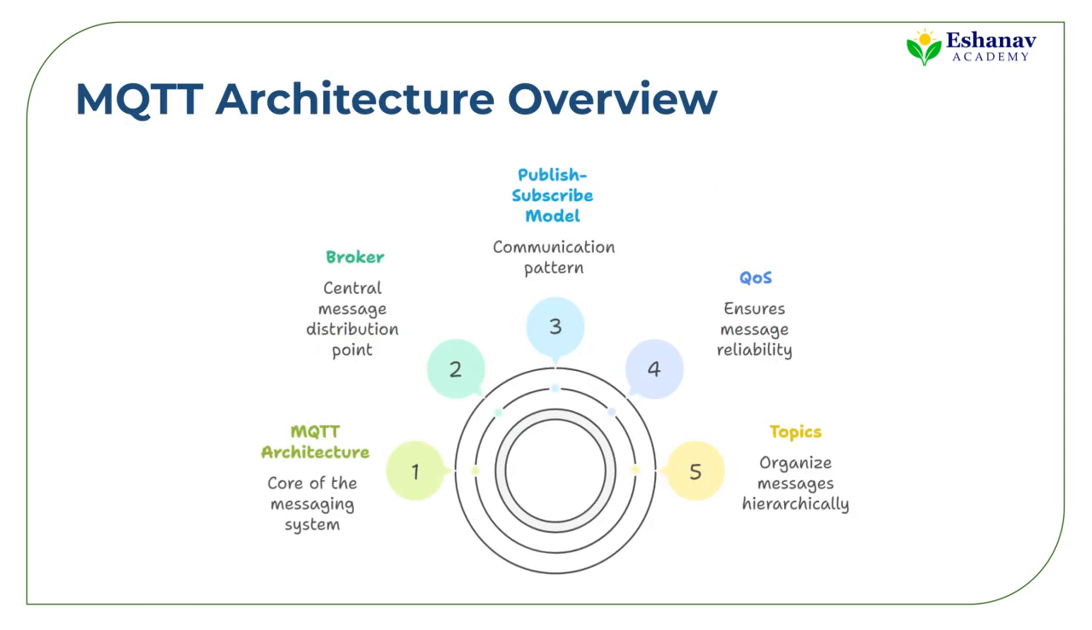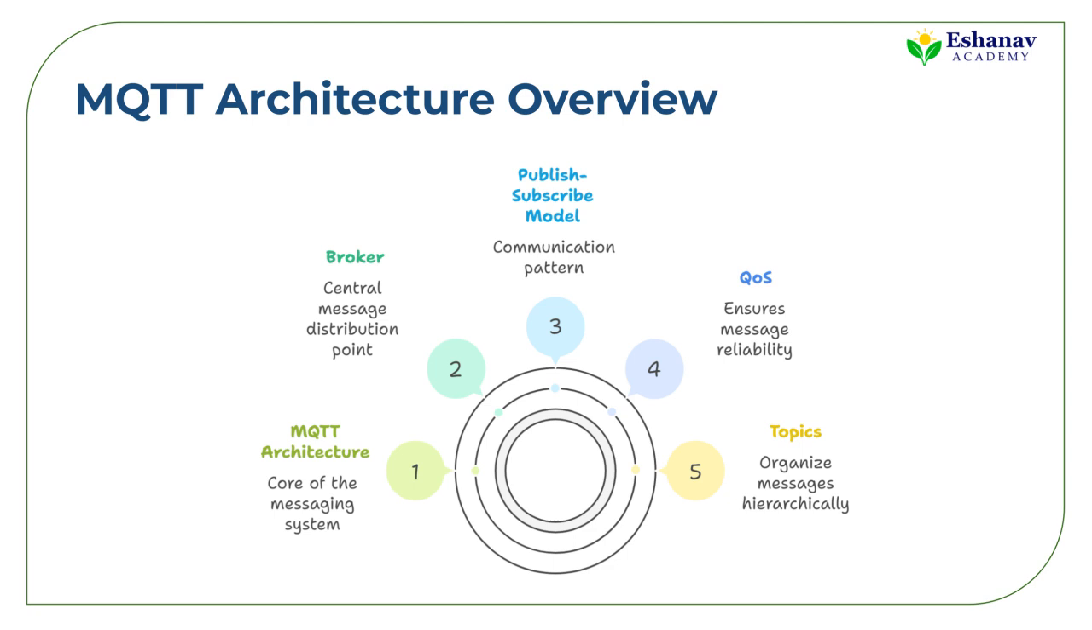Think of MQTT as a newspaper system. The broker is the post office, topics are different newspaper sections, and your ESP-32 is both a reporter and subscriber. When a device publishes a message to a topic, the broker distributes it to subscribers automatically. This reduces unnecessary traffic, unlike HTTP where every device must poll for updates.